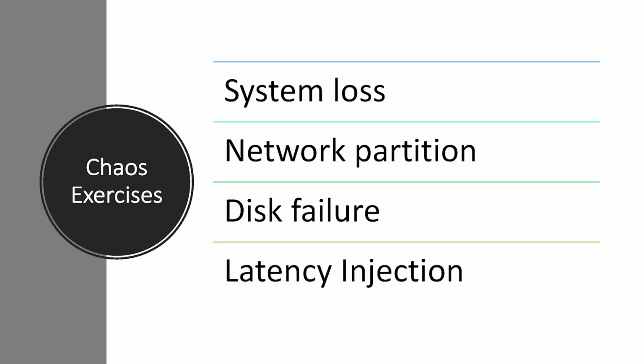So there are a few basic types of chaos exercises that can be done in a web services environment. You have things like system loss, which would just be a system disappearing, a kernel panic, something like that. Network partition, maybe part of your network topology is unavailable and you want to make sure your applications can still be resilient. Things like disk failure, extreme network or I/O latency. These are all exercises that we can run applications through to see what happens.